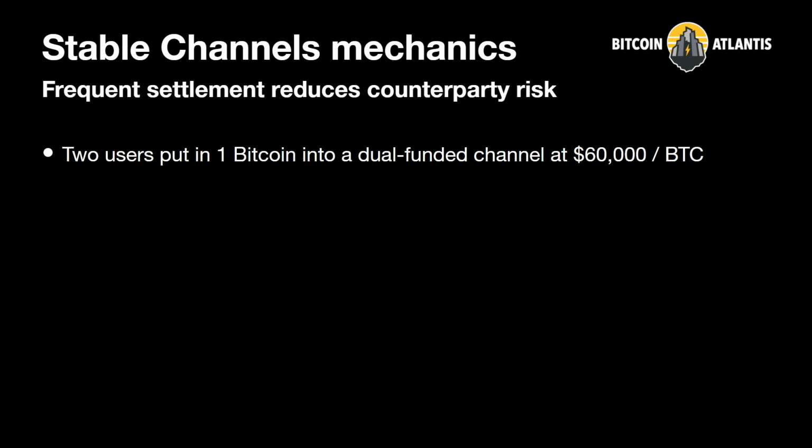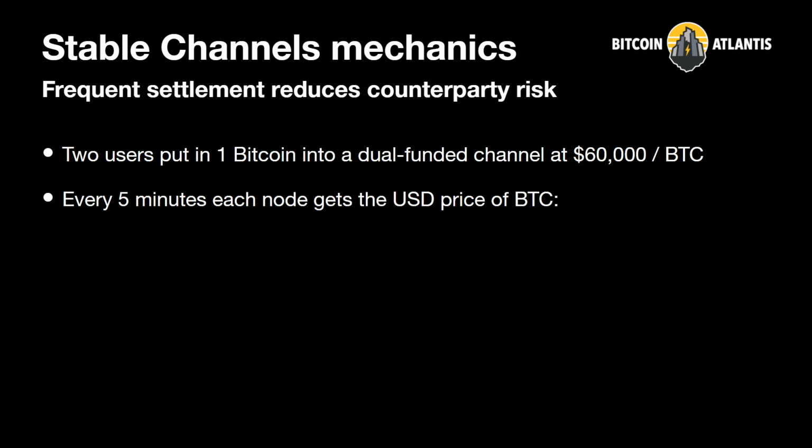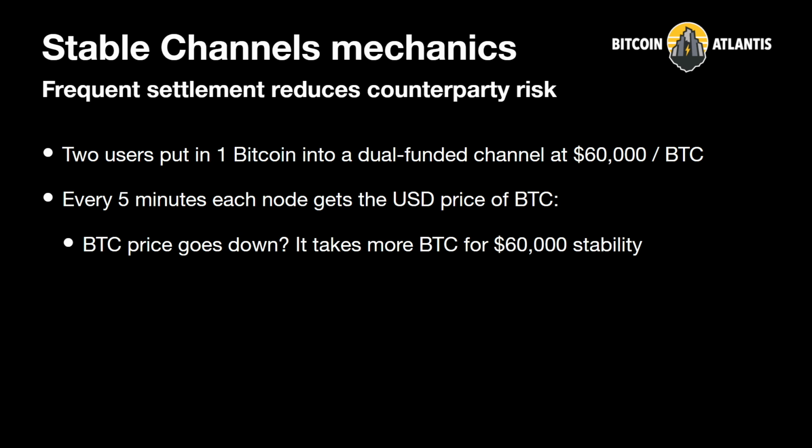All right. Every 5 minutes, each node gets the US dollar price feed. Right now, I use 5 different price feeds, and I take the median to protect against any one price feed being down or giving the wrong price. So a couple things can happen after we get the price. All right, let's say the price went down. The Bitcoin price went down, and we wanted to keep a user stable at $60,000. If the price goes down, then that means it takes more Bitcoin to keep that user stable at $60,000. So that means that the stable provider will send a payment over to the stable receiver, right?